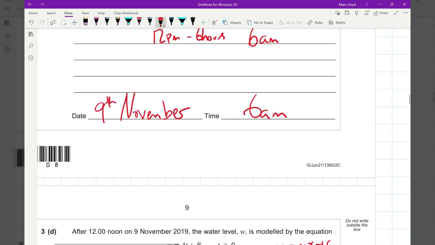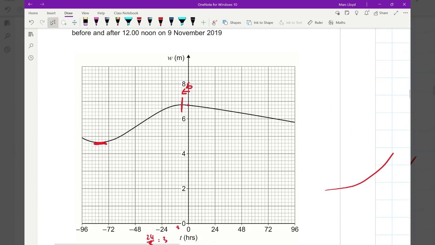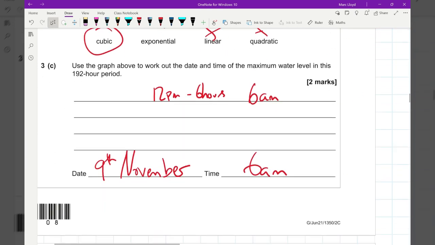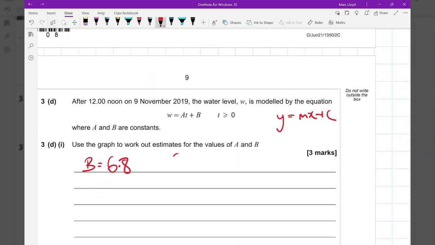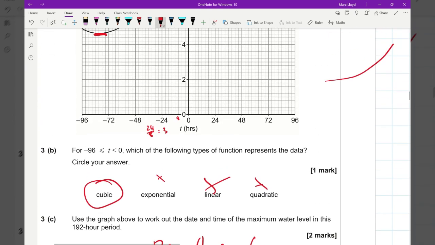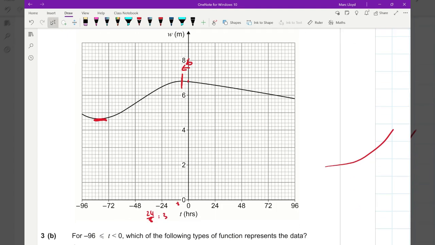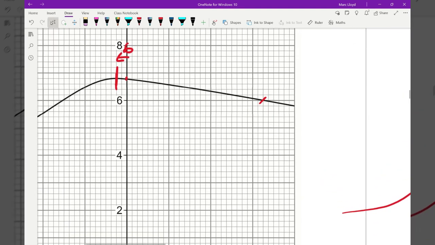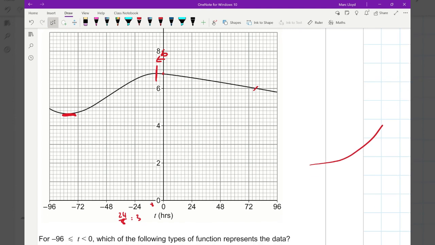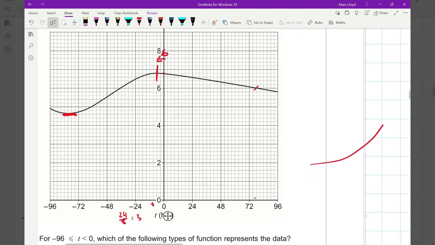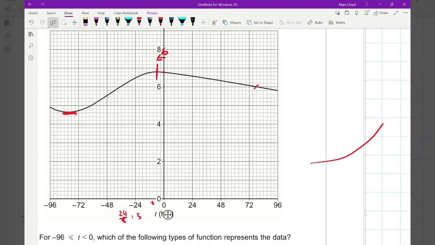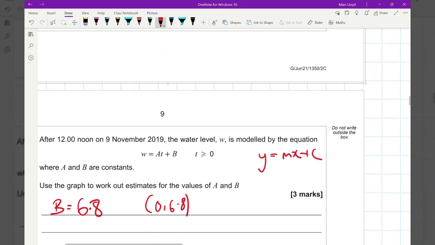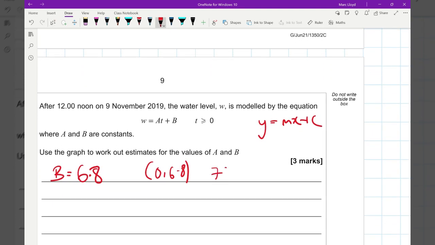Then we need to find the gradient. Now, on the graph, you need to find two crossover points. And I quite like the fact that we've got a coordinate of 0, 6.8. Of course we have, because that is the y-intercept. But we need to find another one on the graph that makes sense. And I like this one here, just in that position. That gives me 6, and then it's 2 squares past 72, which makes it 6 hours past. So that's 78.